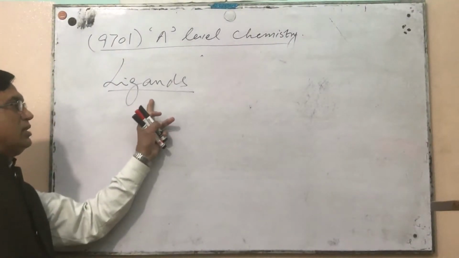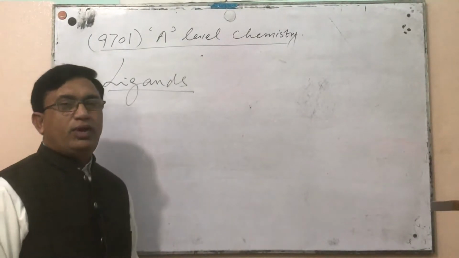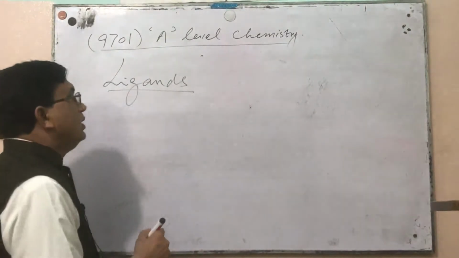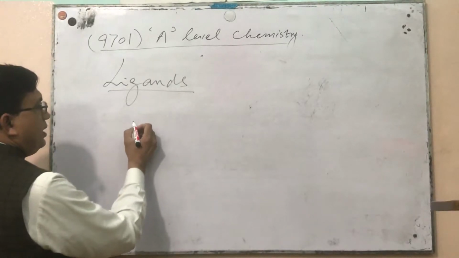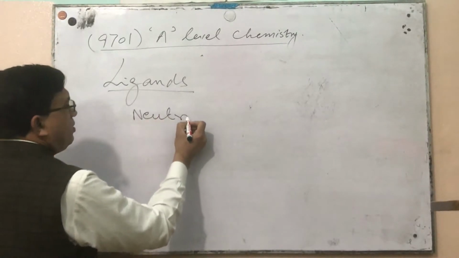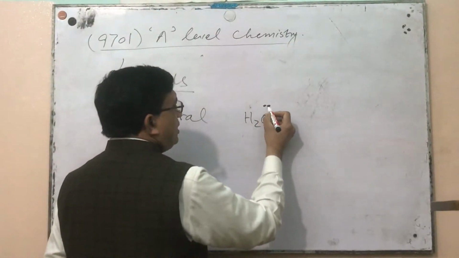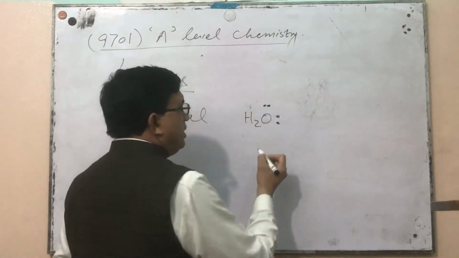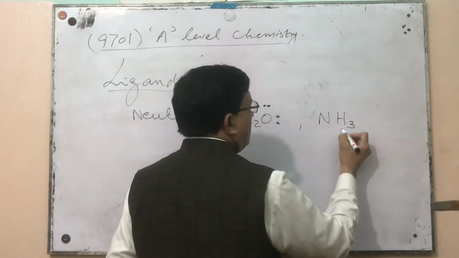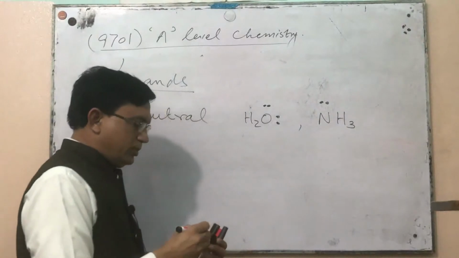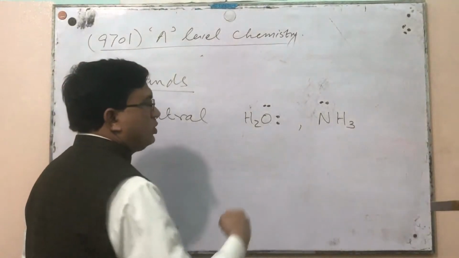These ligands are the species which contain primarily a lone pair of electrons or negative charge. Now, ligands are of so many types. There might be neutral ligands. Neutral means just like H2O. H2O contains two lone pairs on the oxygen atom but no charge. That's why this is neutral. Similarly, NH3. NH3 has a lone pair on nitrogen and has no charge. That's why this is also called a neutral ligand.